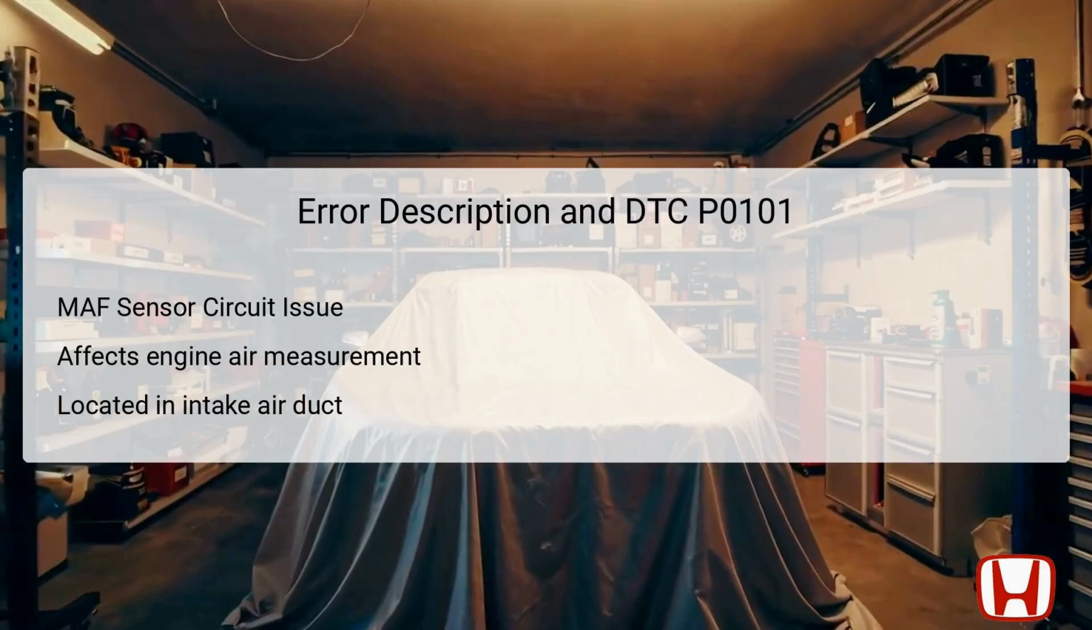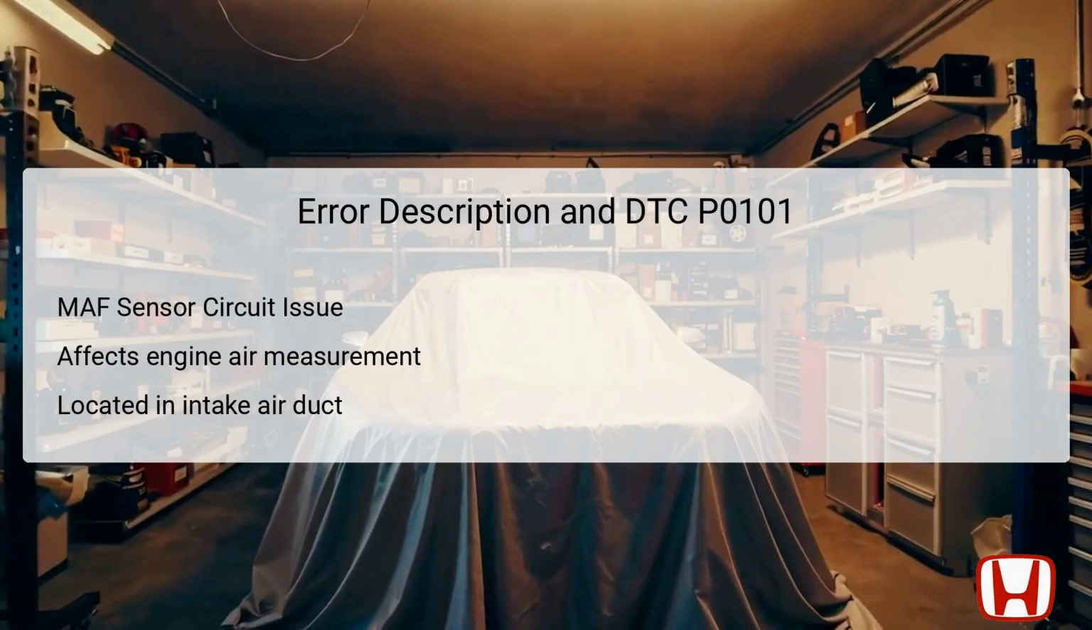The DTC P0101 accurately describes a range or performance issue with the MAF sensor circuit. The MAF sensor is crucial for measuring the incoming air's mass flow, informing the Engine Control Unit, ECU, of how much fuel is required for optimal combustion. It is typically mounted in the intake air duct, near the air cleaner assembly.